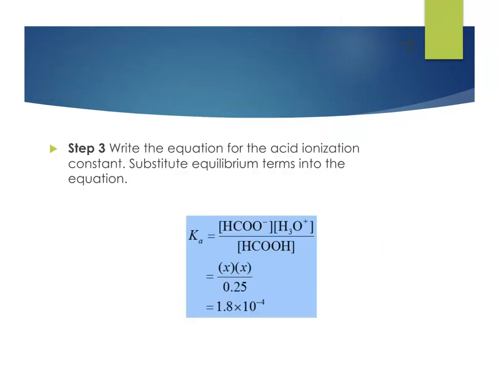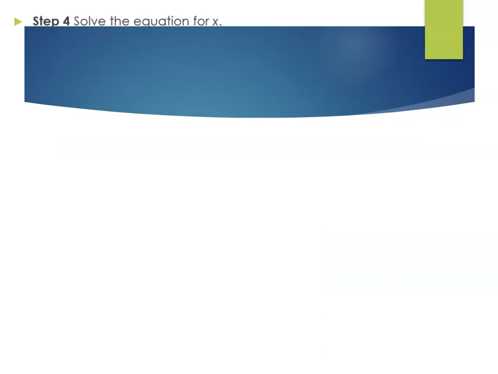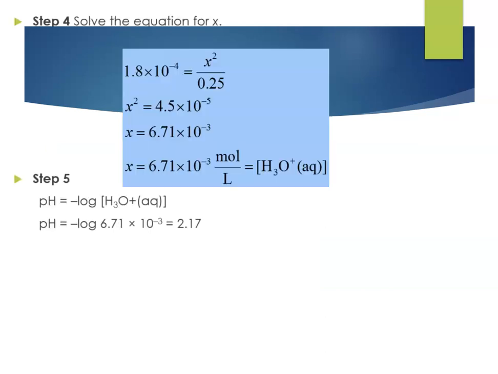With this approximation, the solution for the concentration of hydronium ions is much simpler to calculate. With the value of the hydronium ion concentration, we can calculate the pH by taking the negative log of the concentration.